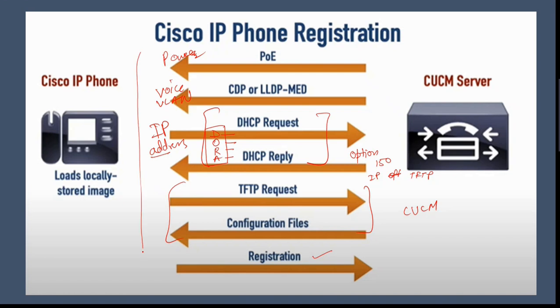So this is the registration process. It gets power over Ethernet, gets voice VLAN information using CDP or LLDP, and gets an IP address using DHCP. Then it gets the configuration files from the TFTP server and gets registered.